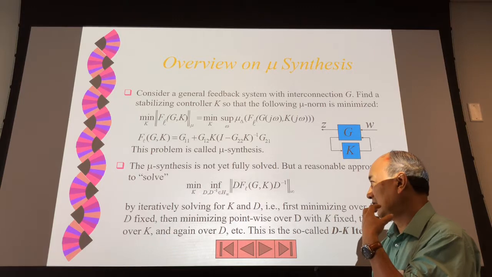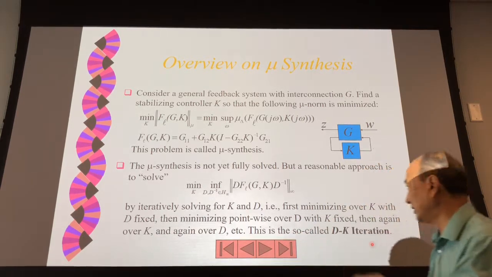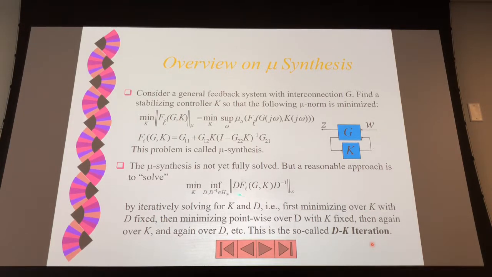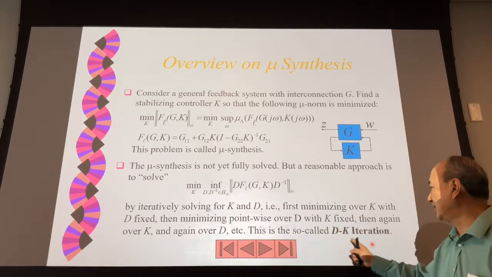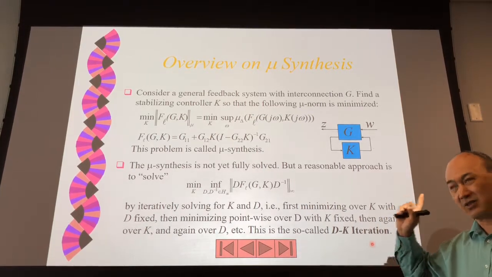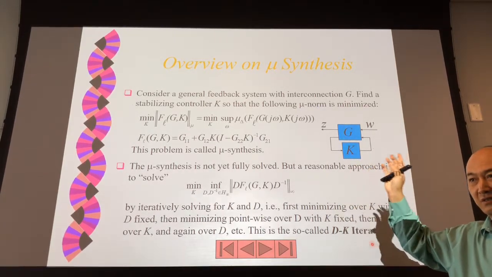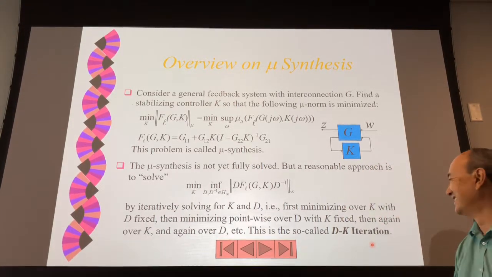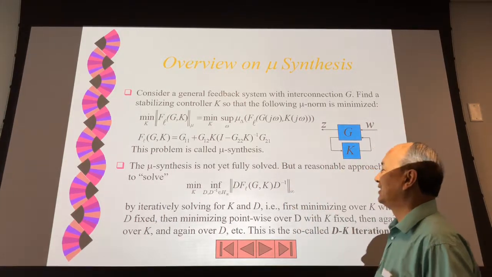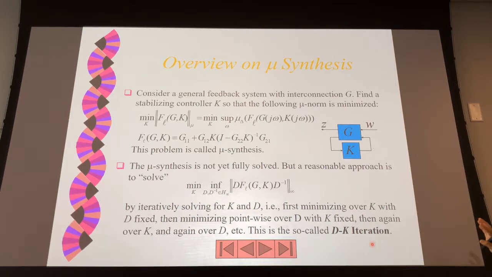So usually you iteratively solve K and D. You minimize over K with D fixed, then you minimize pointwise over D with K fixed. Then you do it again and again. You have two variables, you fix one variable, then optimize the other, then you fix that one and optimize this. You do it in an alternating way. This is called DK iteration. K stands for the controller, and D stands for the structured scaling matrix family. So you pick the D from that family. This is the framework, I hope.